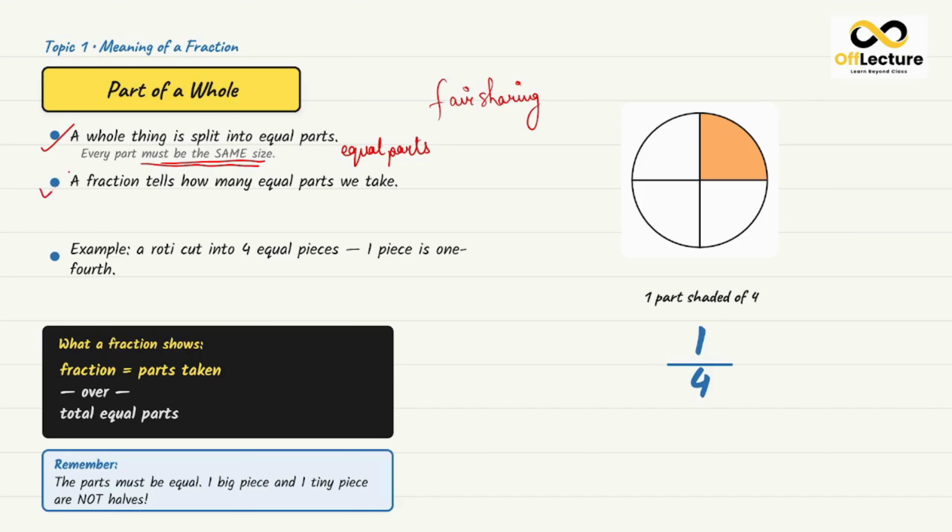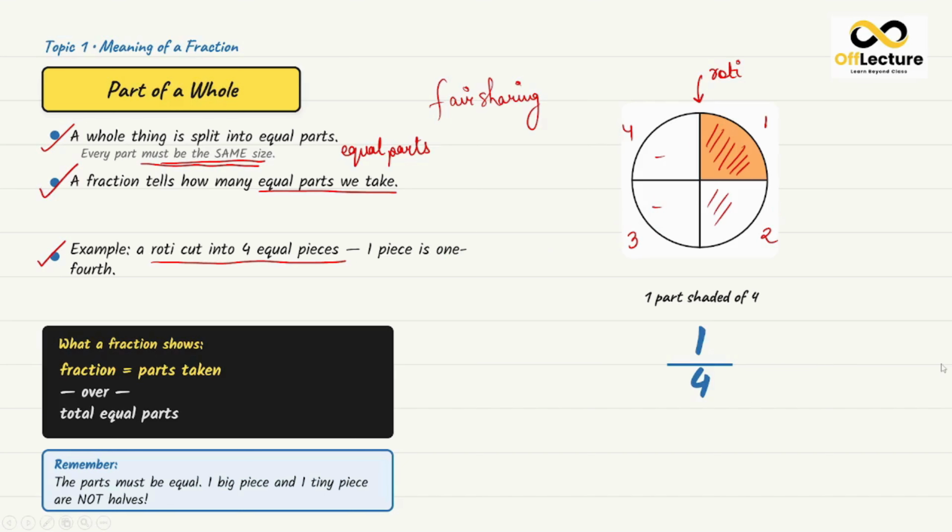A fraction tells us how many equal parts we take. For example, if you see in the image on the right side, a roti is cut into 4 equal pieces. If we consider this round circle as a roti, this roti has been cut into 4 equal pieces. One piece is this one, which is the shaded. One is this one, then this and this. So this is one part, this is second part, this is third part, and this is the fourth part.